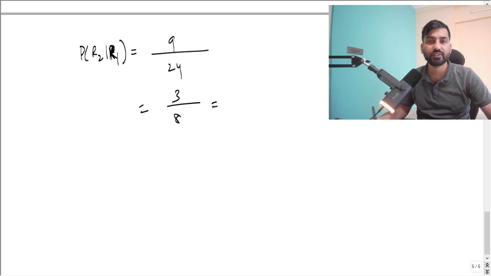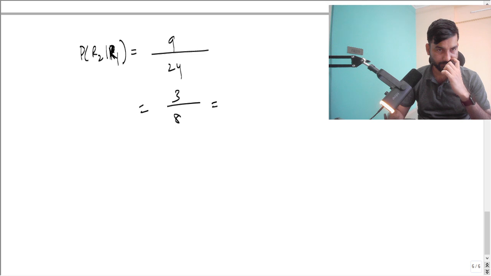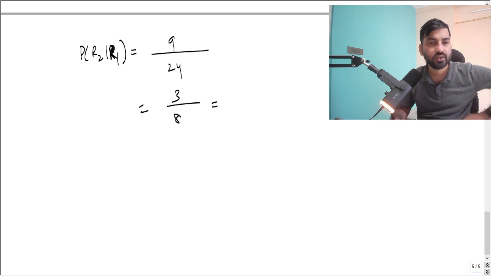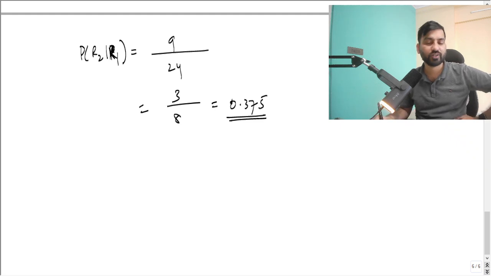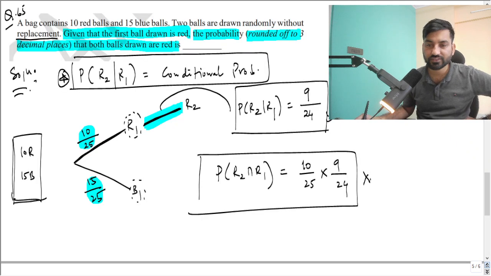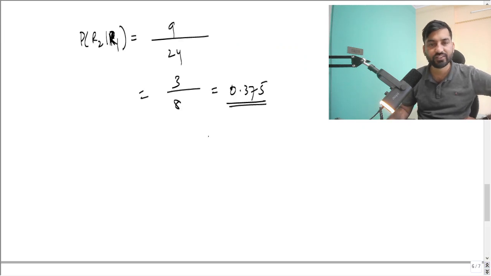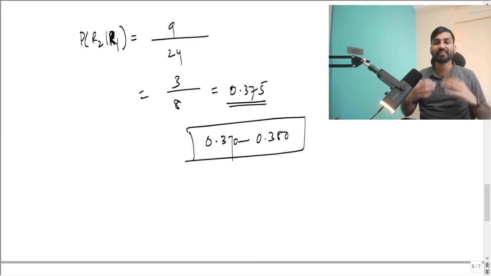I think let me calculate using the calculator as well. So, scientific calculator, because we have to answer up to 3 decimal places. So 3 by 8 is 0.375. So up to 3 decimal places, you are getting 0.375. Your answer for this question is going to be 0.375, right? But if you look at the key, what they have given here is 0.37 to 0.380. So this is the answer for the question.